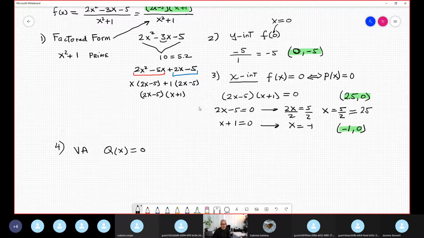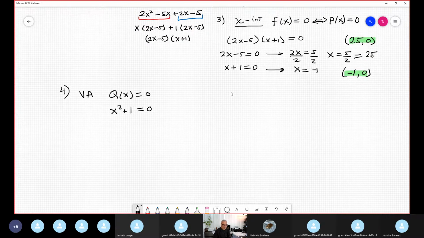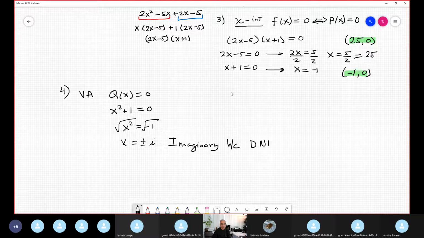And Q in our problem is x squared plus 1. Okay, I saw before that this is a reducible quadratic, but suppose that I don't know. I try to do my best and solve this equation. So, I move negative 1 to the other side, square root both sides, and x is equal to plus or minus i. And when something is imaginary or complex, it's because it does not exist. Conclusion, this example has no vertical asymptote.